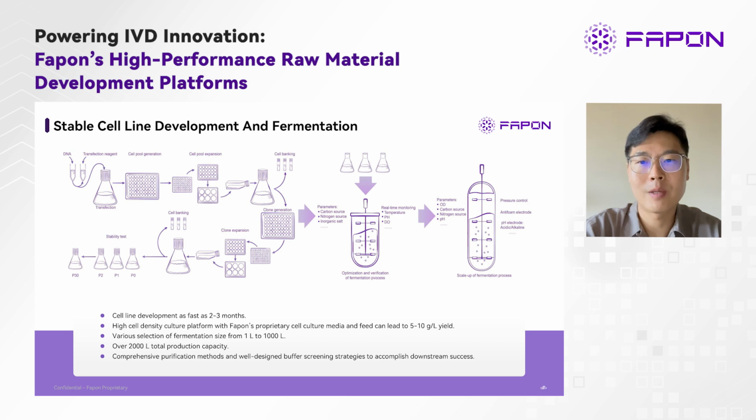The stable cell line development starts with the host cell transfection, for which we have different methods we can use for the optimal result, including electroporation, lentiviral transduction, as well as transposase-based methods.